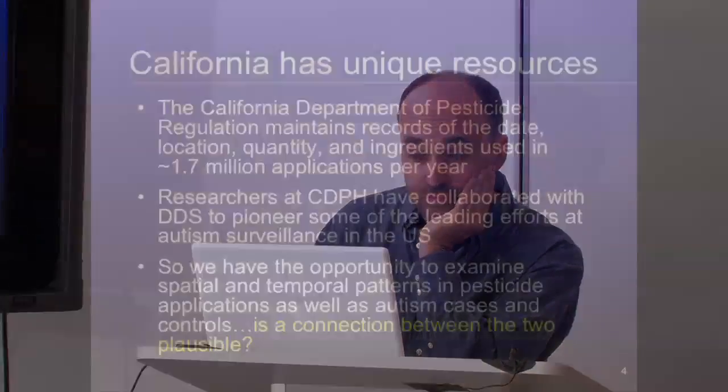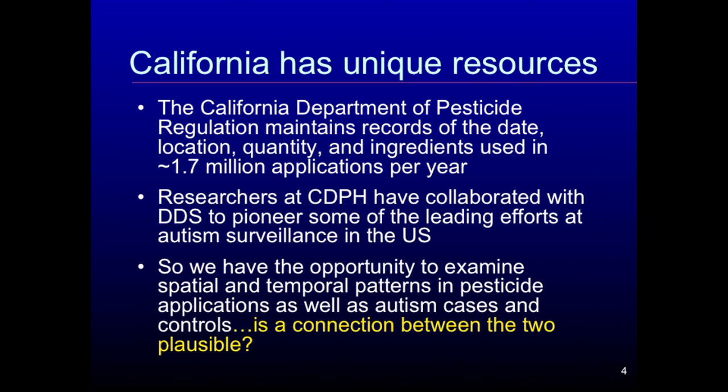So, but why? Well, the issue really is that California is very unique. And Jeff alluded to this. The Department of Pesticide Regulation maintains a record of the date, location, quantity, and ingredients used in every professional application of pesticides throughout the state every year. That's 1.7 million last time I counted every year.